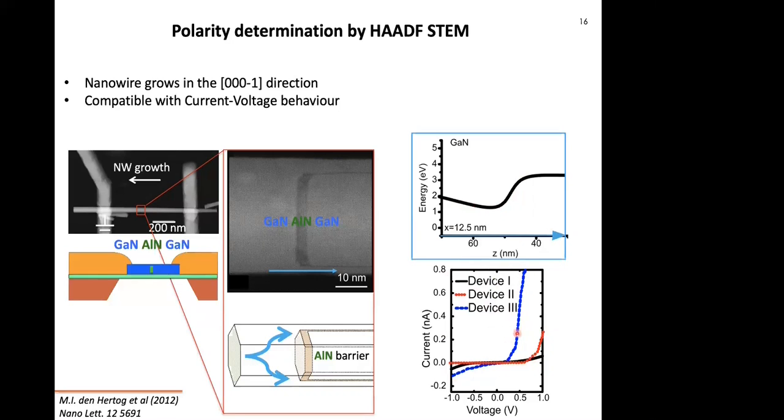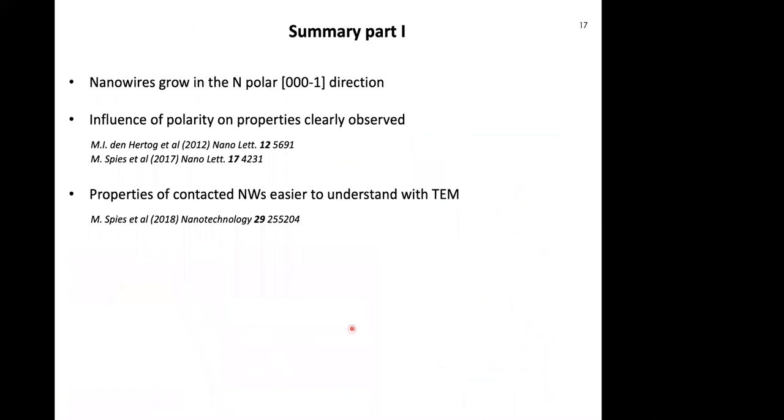Additionally, the amount of current we get through the device scales very well with the thickness of this gallium nitride shell. So we could clearly show that the current flows through the shell and understand the shape of these current voltage measurements. So this was already the summary of this first part. I wanted to keep it fairly short.